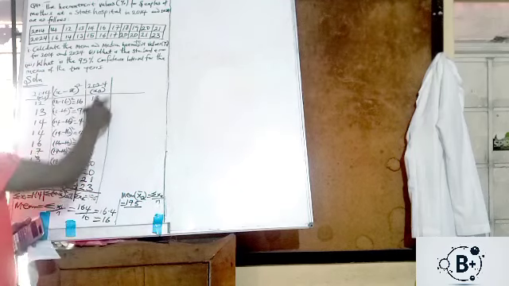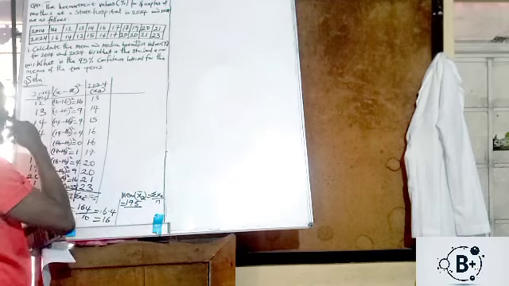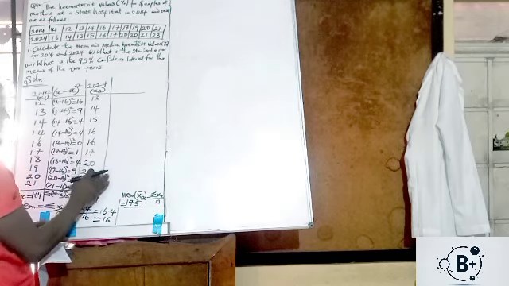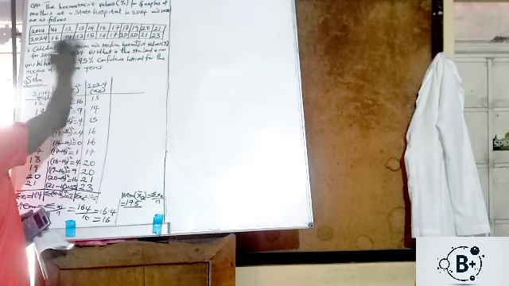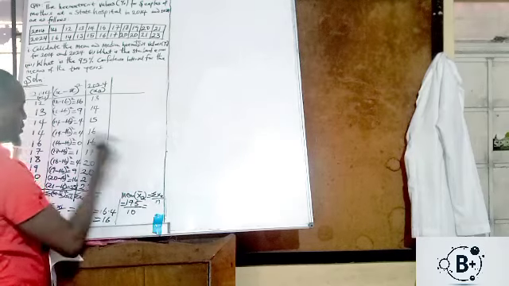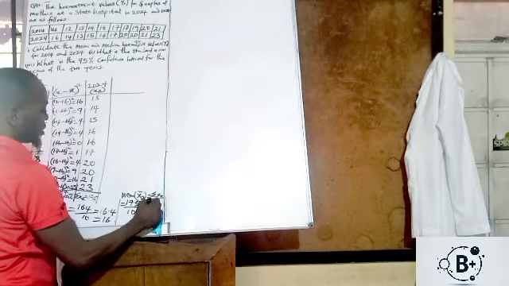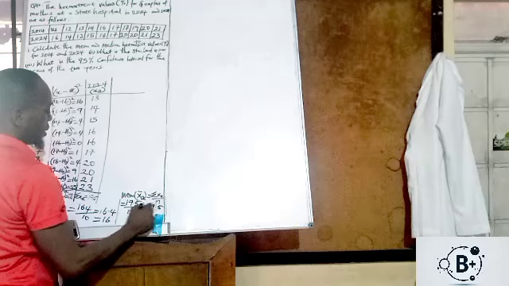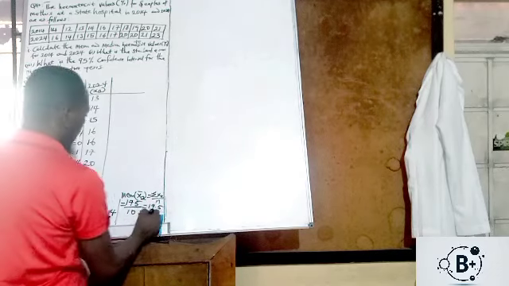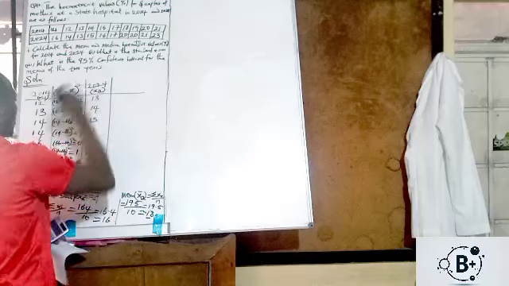What is our N? N is the number of variables that is given here. 1, 2, 3, 4, 5, 6, 7, 8, 9, 10. So N is 10. So that means that the mean is 17.5, approximately 18. So that is the mean for the year 2024.